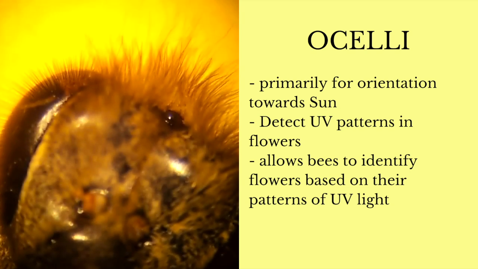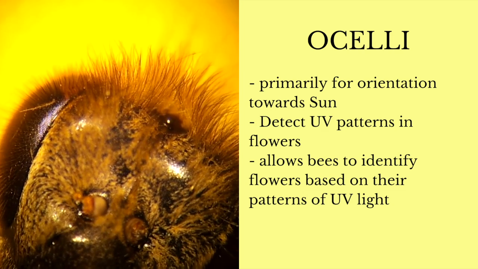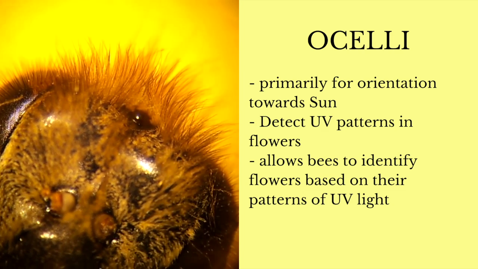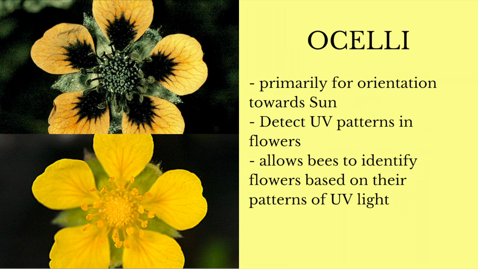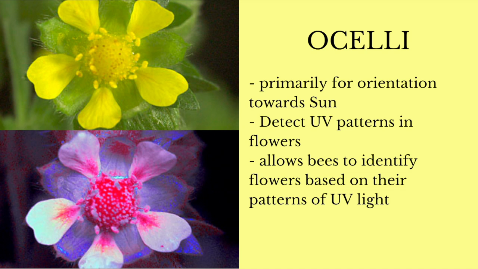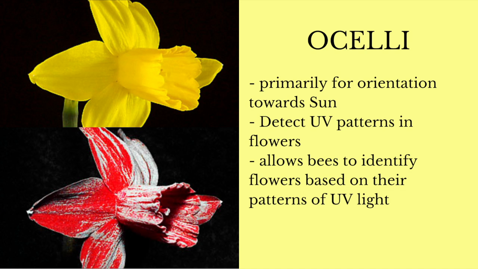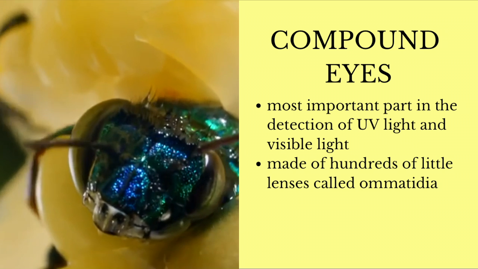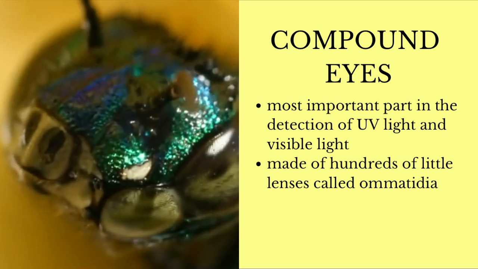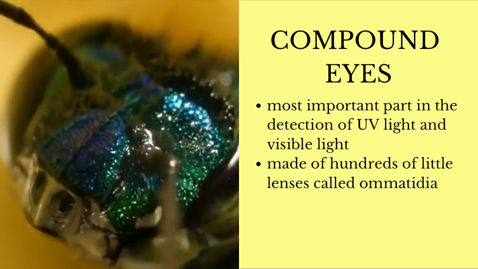While these ocelli are believed to be used primarily for orientation, they may also have some use in the detection of ultraviolet light. These eyes can gather traces of light and detect ultraviolet patterns in flowers, which allows them to detect and determine each individual flower, as they are able to see the ultraviolet patterns that differentiate one flower from another flower. The compound eyes are the most important part, however, for the detection of ultraviolet light and other colors.